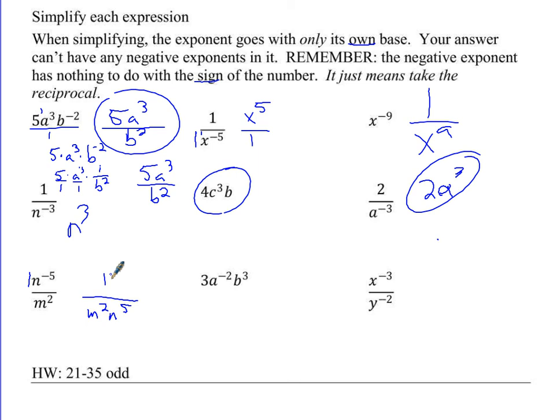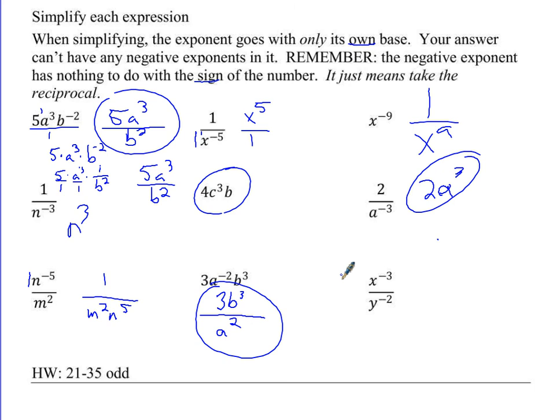Okay, next one. What should we do? Draw your division bar. That's a great place to start. And then just start putting things in the right spot. So, where does that 3 go? It stays put. That's a 3 to the positive 1 power. So that 3 stays in the numerator. What about the a? Goes to the denominator. I'm going to write a squared. And then what about that b to the 3rd? It stays, and I write b to the 3rd. Do I have any negative exponents still hanging out? Nope. So that's my correct answer.